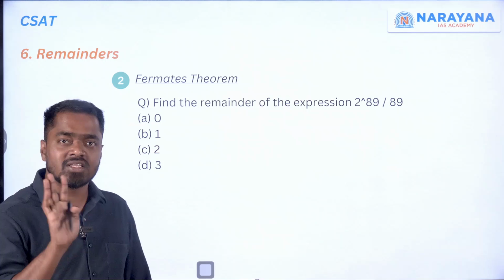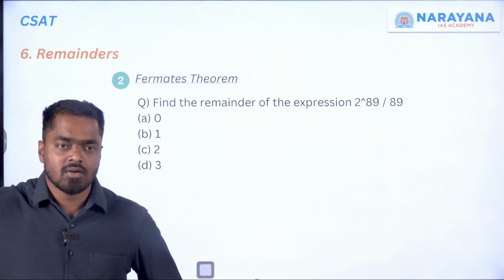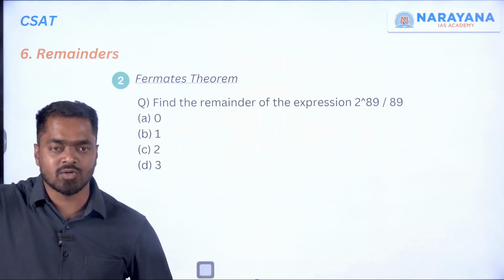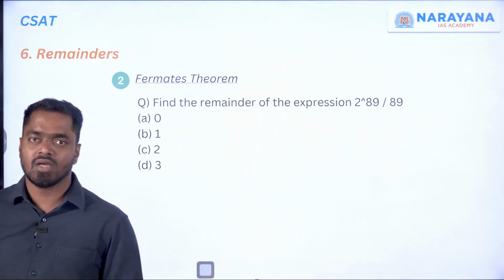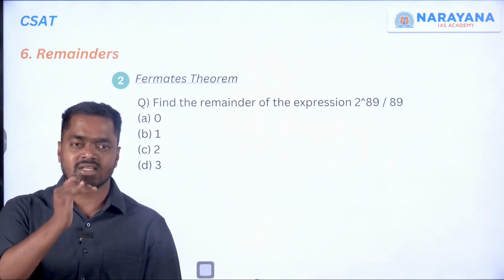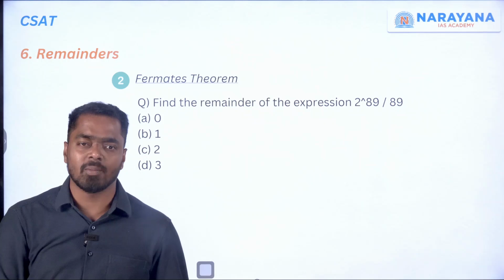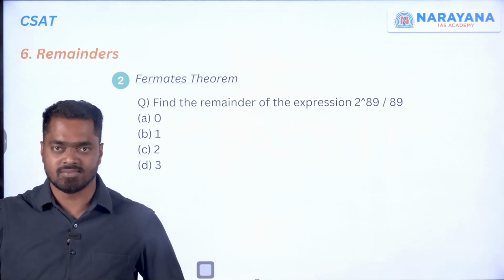Now try to apply this Fermat's theorem and find the solution for this problem. Find the remainder of the expression 2 to the power 89 by 89. You have to apply that rule. No need to be confused. You may see that the power is 89 and the denominator is also 89, but you can still apply Fermat's theorem here.